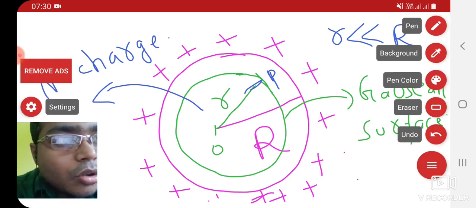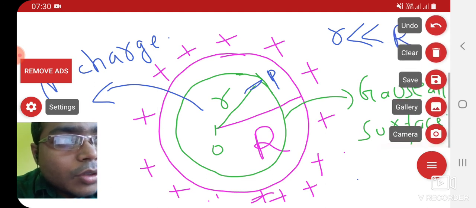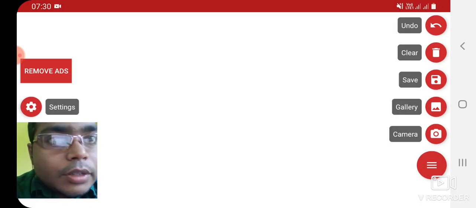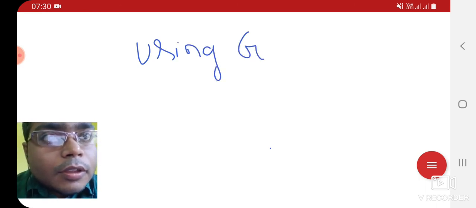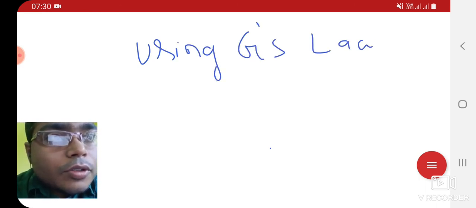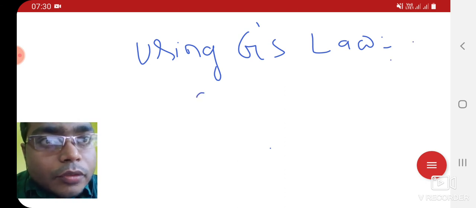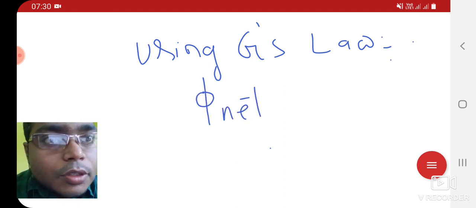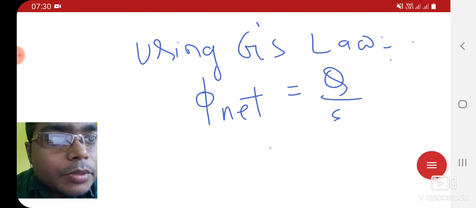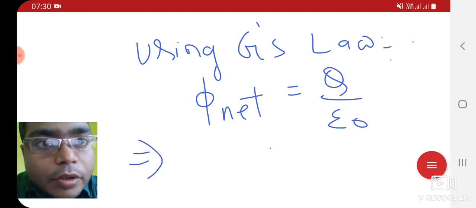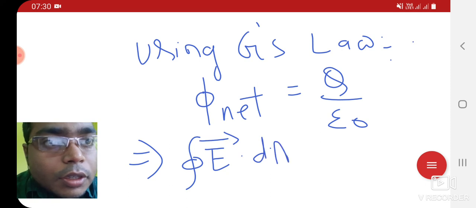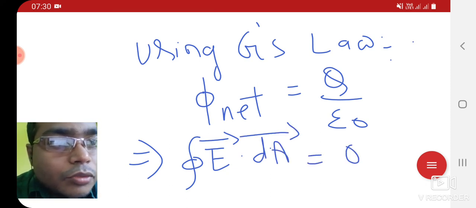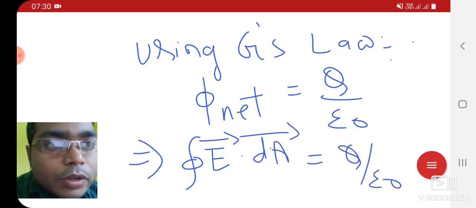According to the Gauss law, we can write that using Gauss law, the total flux phi net is charge upon epsilon naught. And phi is given by the integral of E dot dA, and that is equal to charge upon epsilon naught. So this is according to the Gauss law.